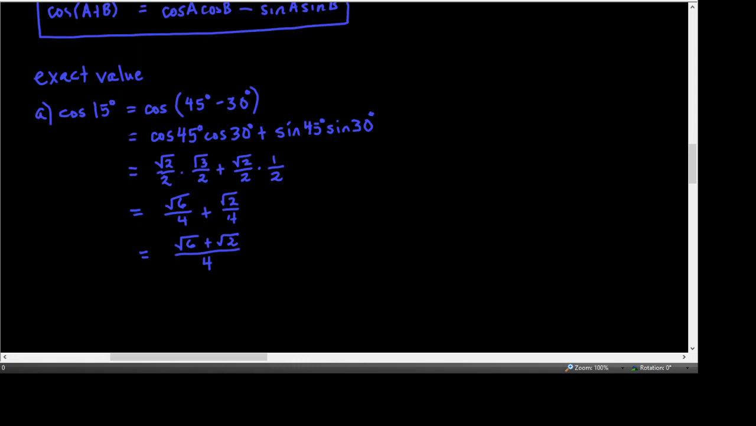So I challenge you to pick up your calculator now and type in cosine of 15, make sure you're in degree mode, and then type square root of 6 plus square root of 2, make sure you have that in parentheses, divided by 4, and those two decimal numbers should be the same. If we've done this correctly, that's the exact value of what cosine of 15 degrees is, and you can compare the decimal values for those two, and they should be identical. Okay, so let's do another one like that.